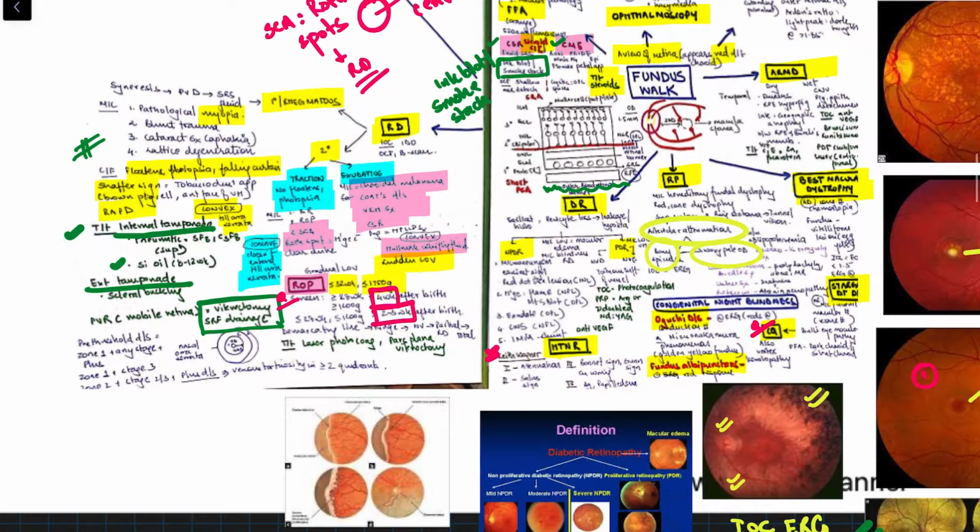So first is the presence of just a demarcation line. Then there is formation of ridge. Okay, line is 1, ridge is 2. Then there is neovascularization, which is grade 3. Then there will be partial RD, grade 4, and total RD is grade 5.